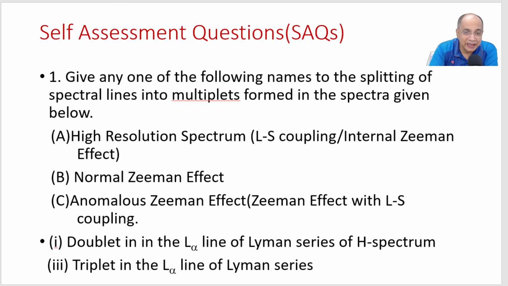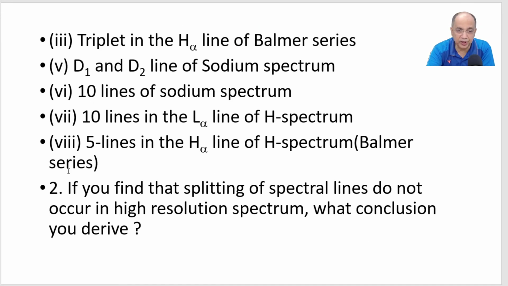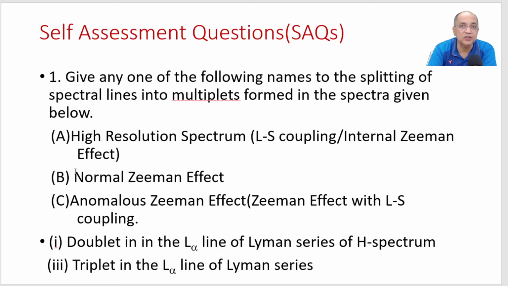Now, these are the three things you have to identify. Whether the particular multiplet that I have talked about from here downwards is a high resolution spectrum, that is only LS coupling, the internal Zeeman effect, or a normal Zeeman effect with an external magnetic field and no LS coupling, or LS coupling with the Zeeman effect, that is the anomalous Zeeman effect. You have to identify. I will be giving 8 questions. Number 1, here it goes.